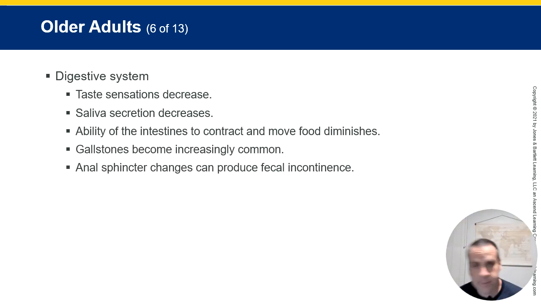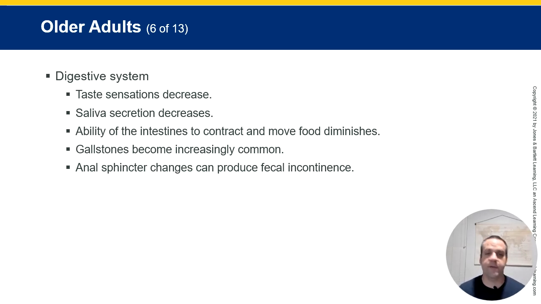Now the digestive system, okay? The digestive system also changes significantly with age. And these changes can impact nutrition, hydration, and overall general well-being. First, taste bud sensitivity decreases, especially for salty and sweet flavors. Combined with a diminished sense of smell, food can seem bland or unappetizing, which may lead to poor nutrition. Saliva production declines, making it harder to chew and digest complex carbohydrates.